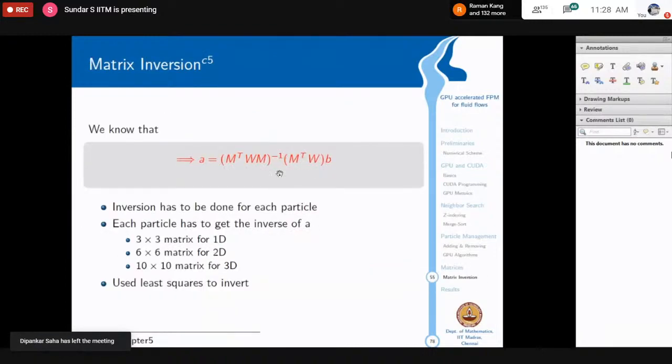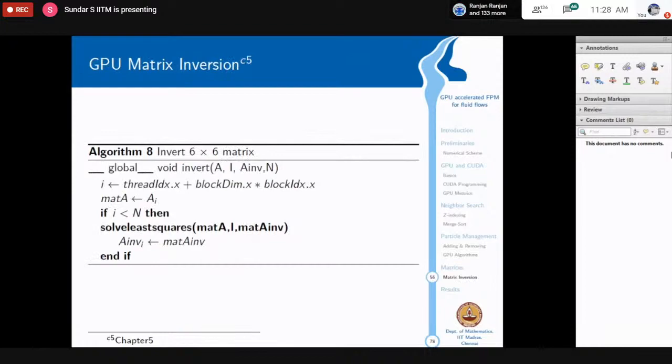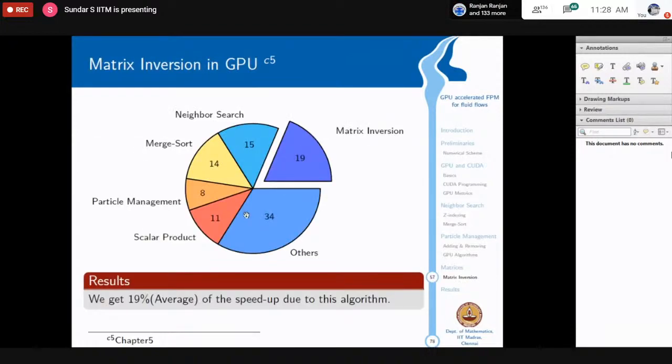Then matrix inversion, which I told you. So then matrix inversion is this algorithm, GPU algorithm. So the matrix inversion, I'm getting 19% average. On an average, I'm getting 19% speed up for the matrix inversion. These are all speed ups. The first figure is basically for how much weightage for every component.